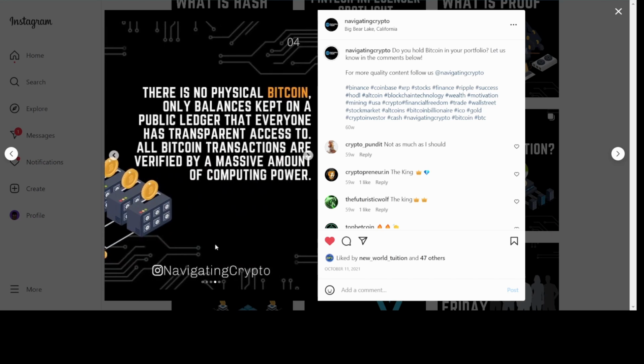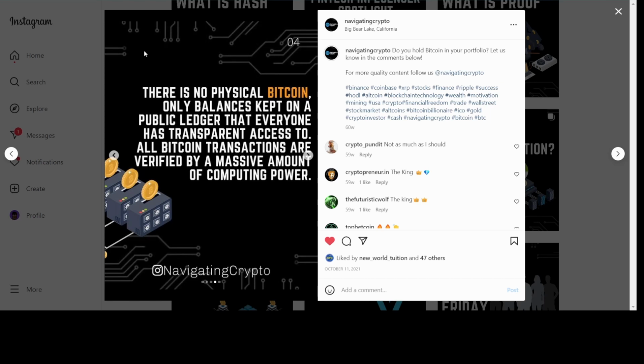So there are no physical Bitcoins, only balances kept on a public ledger that everyone has transparent access to, and all Bitcoin transactions are verified by a massive amount of computing power, and that computing power goes into the proof of work mechanism that it was based off of. So the main thing with Bitcoin, it really introduced people to decentralization and also blockchain technology, and the fact that it runs on a proof of work mechanism, anyone can be part of the network and be a validator, and also has a really strong network. To this day, the Bitcoin network was never shut down or paused.